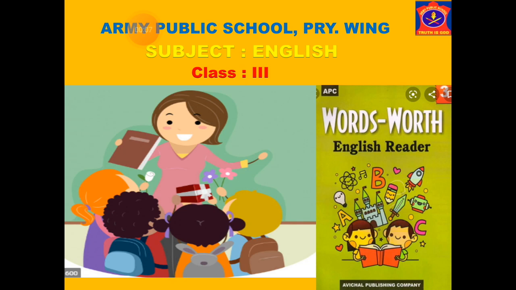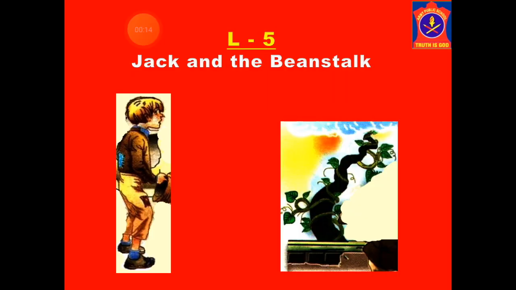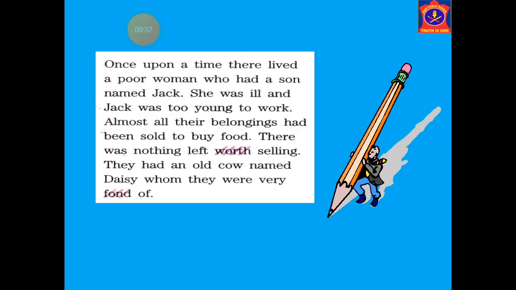Today, we'll be taking up another chapter from your English Reader book, and the name of the lesson is Lesson 5, Jack and the Beanstalk. Children, this story is about a boy who angers his mother by selling their cow Daisy not for money but for magic beans. So, what happens to him, we'll find it in the story. So, children, let's start reading the text.